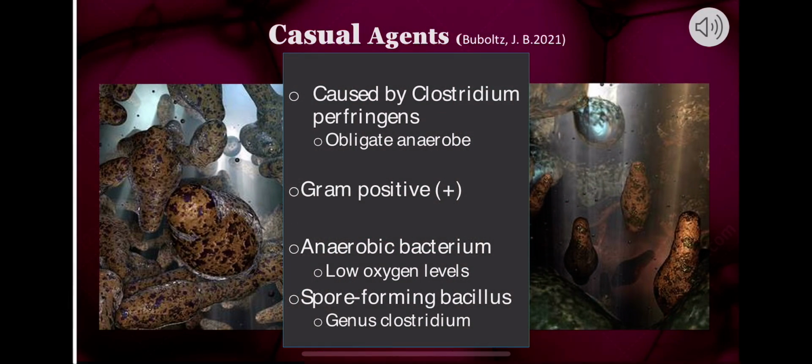This infection is caused by Clostridium perfringens, which are gram-positive, obligate anaerobes. They require low oxygen levels to be able to multiply. These bacteria are spore-forming bacillus from the genus Clostridium.